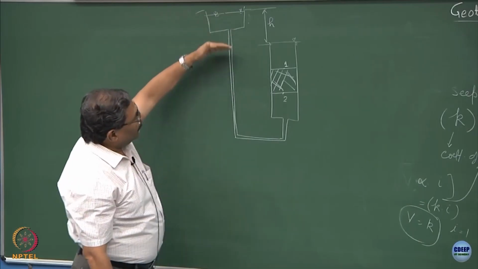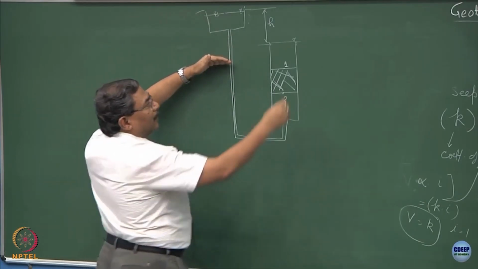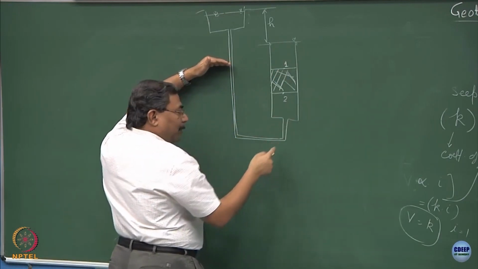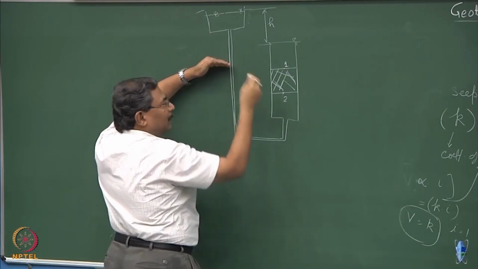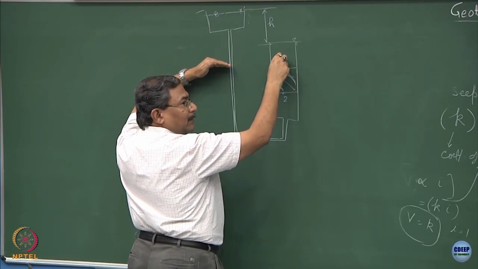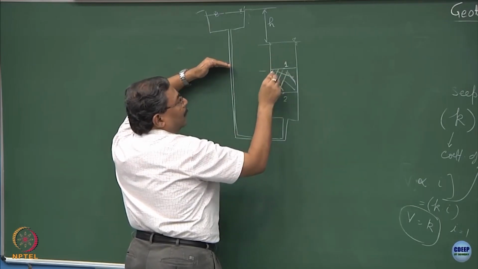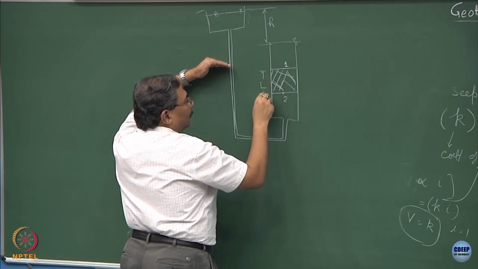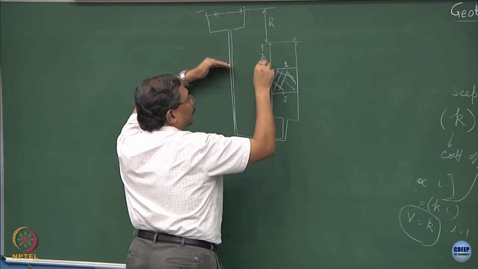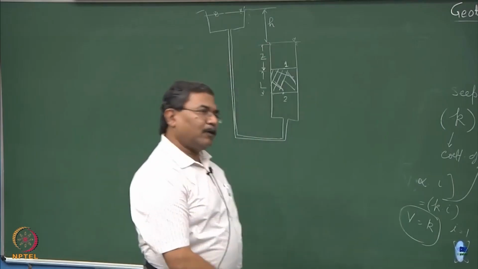Suppose I lower it down a bit, what is going to happen? The discharge is going to take place from 1 to 2. The moment I have lifted it up, what is going to happen? Discharge is going to take place from 2 to 1. Is this point clear? Simple mechanics. Have you understood this?